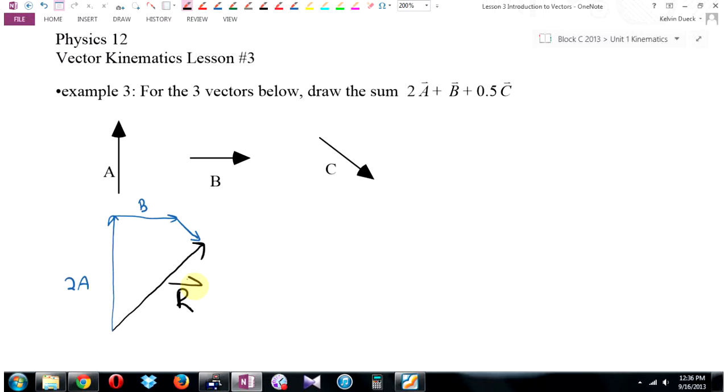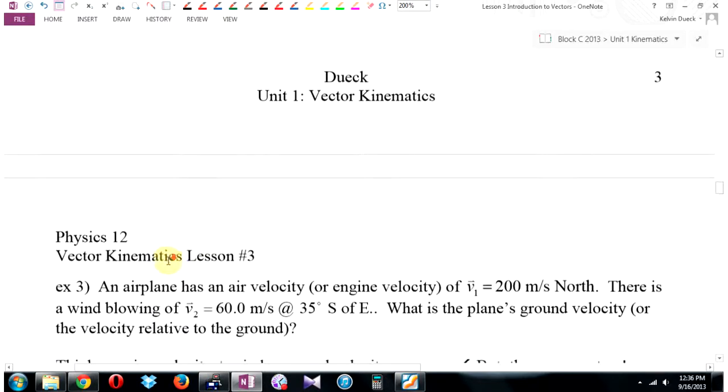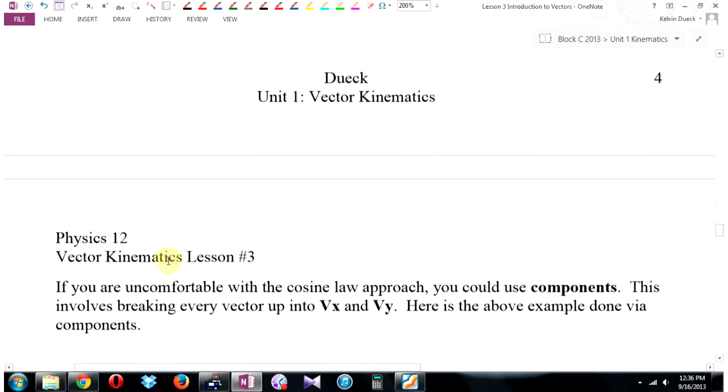Is that okay? Next page. Next page? Or no? Bottom. Here we go. Is this the last one, I think? No, I got a couple more.